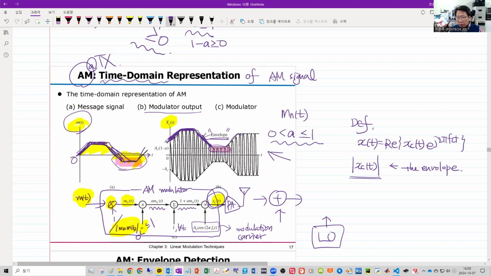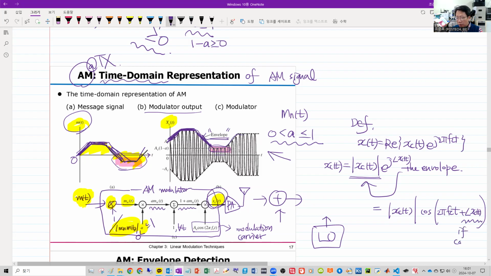Now, what is it? You can rewrite, see that? xc of t, which is a complex signal, is the envelope times e to the j some angle. Got it? So you can rewrite x of t as xc of t times cosine 2 pi fct plus some angle of t. Now, what if this is a constant?